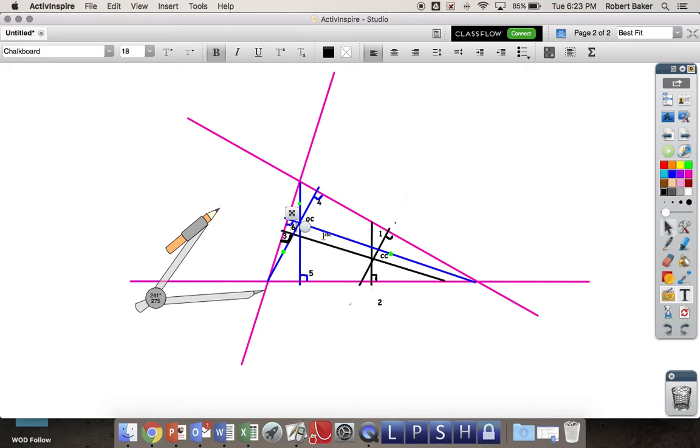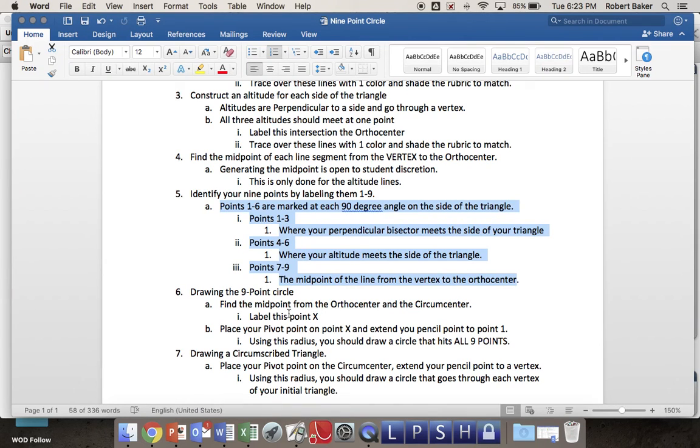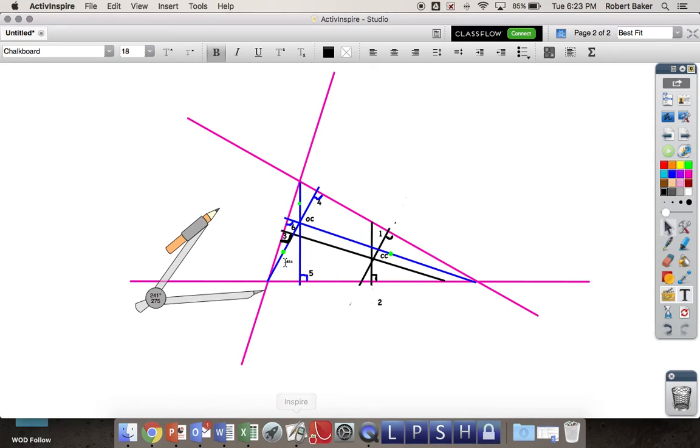is right here. And then point 7, 8, and 9 are the midpoint of the line from the vertex to the orthocenter. So again, I'm going to go back and label, call this point 7, and then point 8, and over here point 9. So those are the 9 points I need.